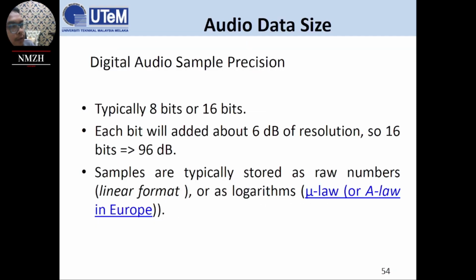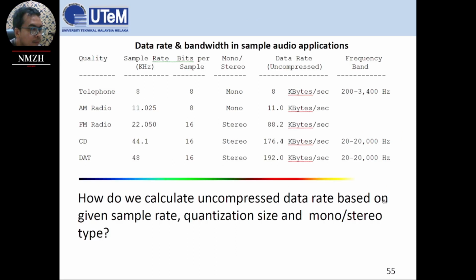Okay, speaking of the audio data size, we might also discuss, I think this one will be covered in the next chapter, chapter 4, about the mu law. Okay, or A law in Europe. So that we'll commonly discuss soon. So how do we calculate uncompressed data rate based on the given sample rate, quantization rate, message size, and mono or stereo? Okay, take a look here. We have sample rate 8 and bits per sample, right?